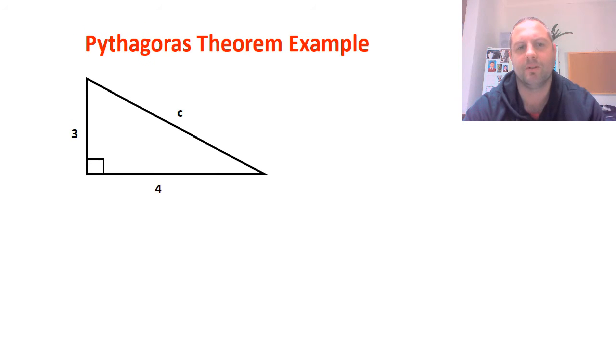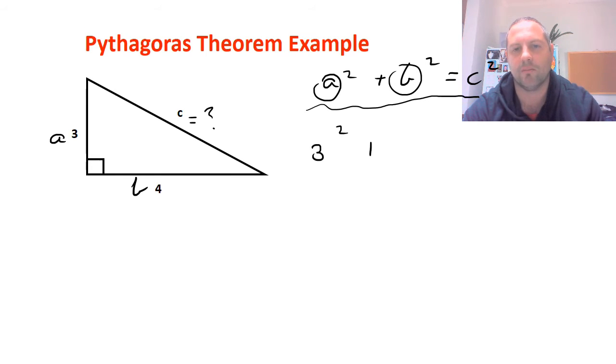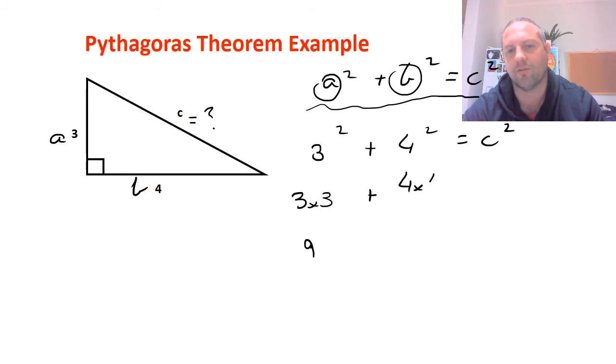Let's try another example. Here we have our A as 3, our B as 4, and our C we don't know. So remember our rule, A squared plus B squared equals C squared. This is very important to remember. Now we'll substitute our A's and B's. So we have 3 squared plus 4 squared equals C squared. Now do the maths. 3 squared is basically saying 3 times 3, which equals 9. Then we're going to do 4 times 4, which equals 16. Add them together, and you get 25. And that equals C squared there.